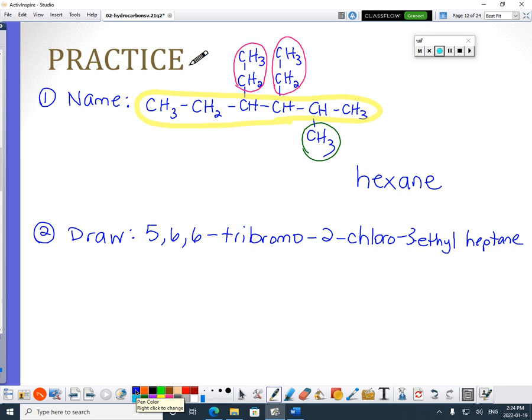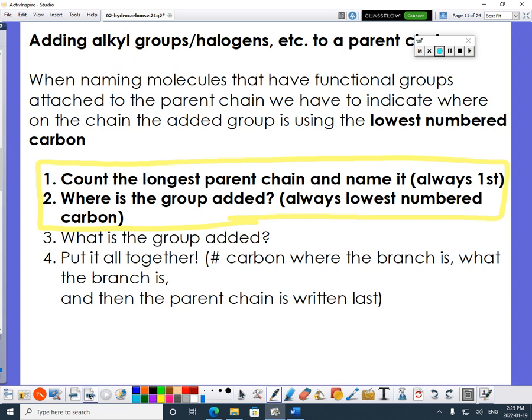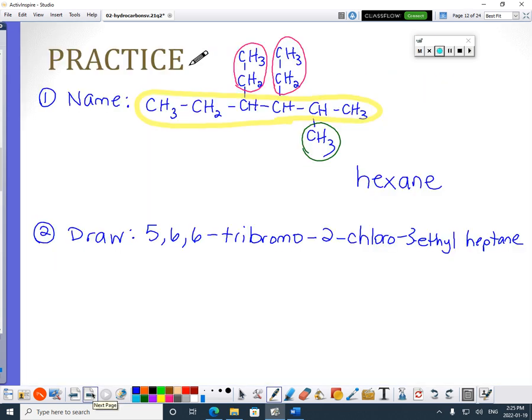Okay, why did I do different colors? One of the things that I forgot to say over here is that it talks about alphabetically. Again, I am not going to be super particular about this, but 1 carbon, for example, is meth. 2 carbons is ethyl, so ethyl alphabetically comes before methyl. But I won't take marks off for that, okay?